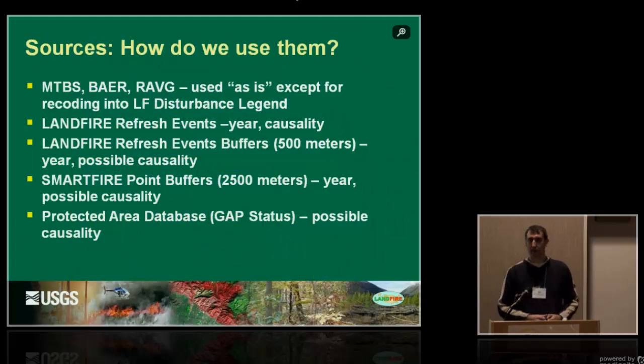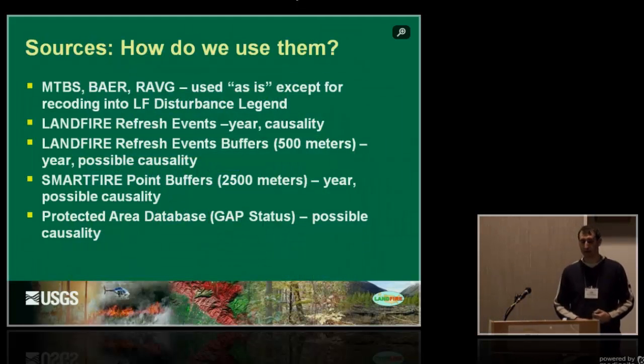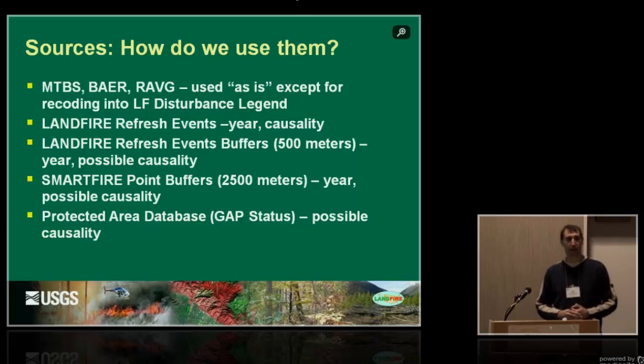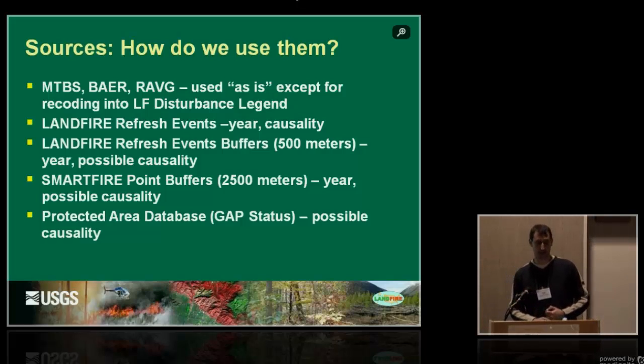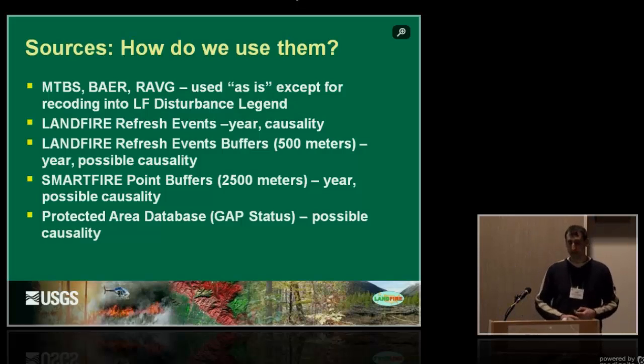As I mentioned before, the MTBS burn ravage, we just let that go right into the final product with just minor recoding, so as is. Same with the refresh events. Their spatial extent will get burned into the final product, and we'll add in severity information that we get from that MICA process. And then, as I alluded to before, we look at proximity to other events based upon the refresh events and the proximity to the SmartFire points. And then, like I said, we inform possible causality from that PAD data.